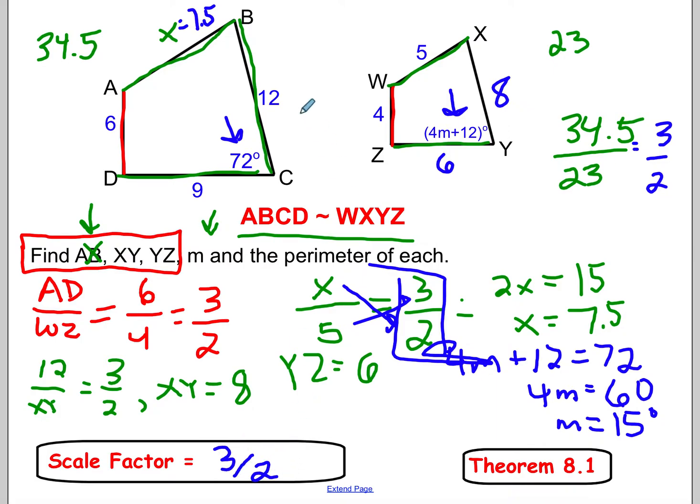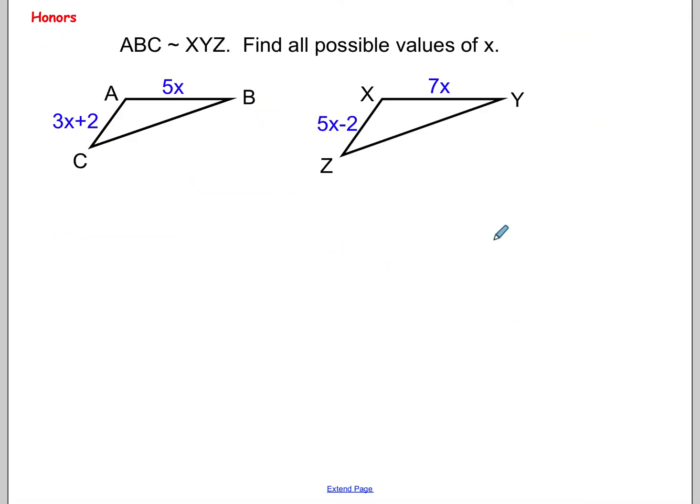And that is what this scale factor is. The scale factor from one shape to another is essentially how much bigger is one than the other. This one is 3/2, or 1.5 times as big as this one. That is the scale factor. And what Theorem 8.1 says is that when two quadrilaterals or two polygons are similar, then the perimeter will also share the same scale factor as the corresponding sides. So if the sides have a relationship of 3:2, guess what? So will the perimeters of these two shapes. Pretty cool.